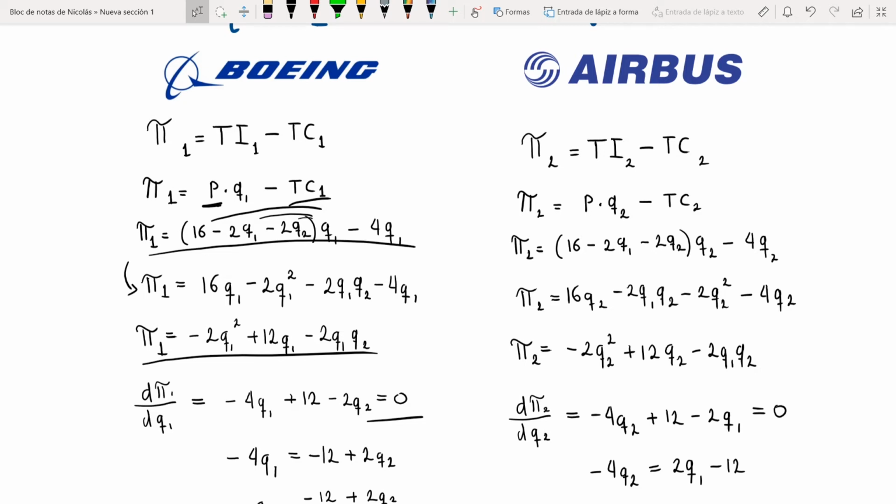So we know that this can be expressed as price times quantity minus total costs. We already know the value of price and total costs. So we apply the distributive property again, and we'll end up having this equation. We can again simplify it by subtracting 4 times q2 from 16q2, and we'll have the profit equation simplified, which is equal to minus 2q2 squared plus 12q2 minus 2q1q2.